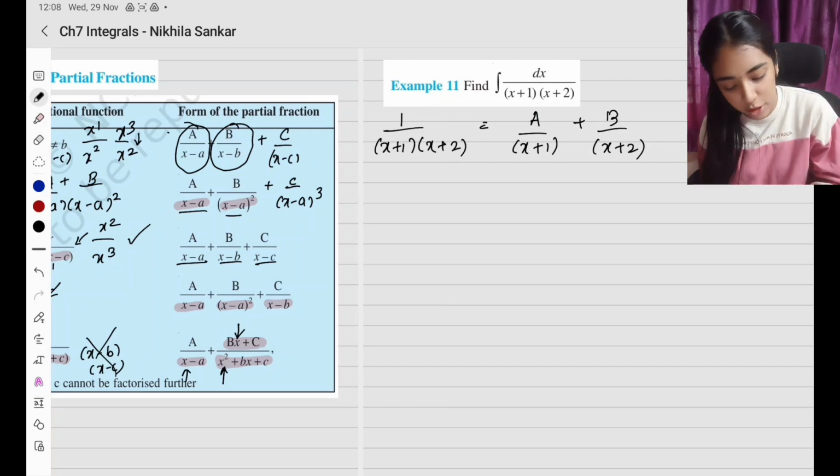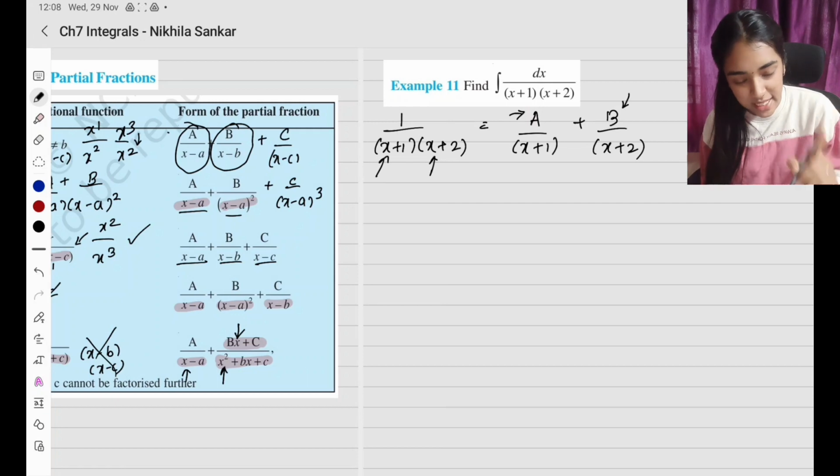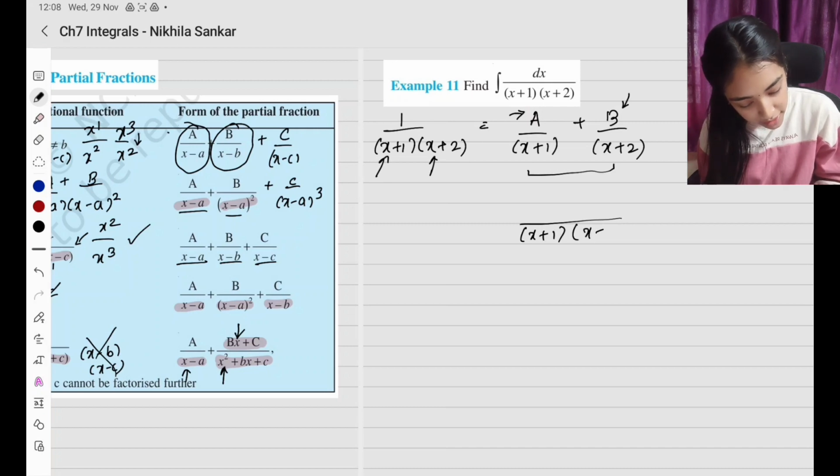So இதுதான் first step. Denominatorல first இருக்கிறதுக்கு ஒரு a ன்னு எழுதுறேன், second இருக்கிற denominatorக்கு I'm going to write b. Okay, so this is my first step. What is my next step? In the right hand side I'm going to take LCM. What is my LCM going to be? It is going to be x plus 1 times x plus 2.